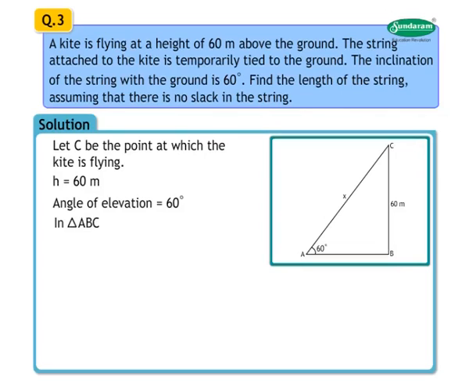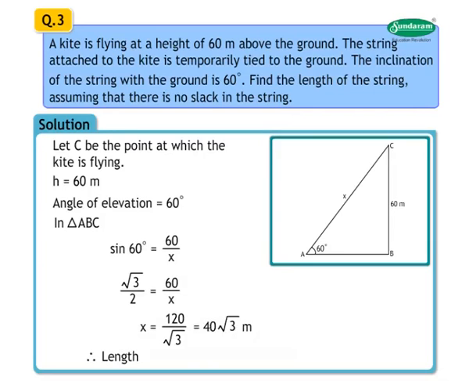In triangle ABC, sin 60 degrees is equal to 60 upon x. Root 3 upon 2 is equal to 60 upon x. X is equal to 120 upon root 3, that is equal to 40 root 3 meters. Therefore, length of the string is equal to 40 root 3 meters.